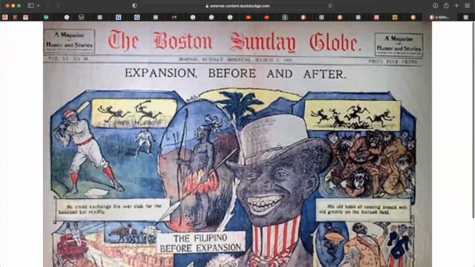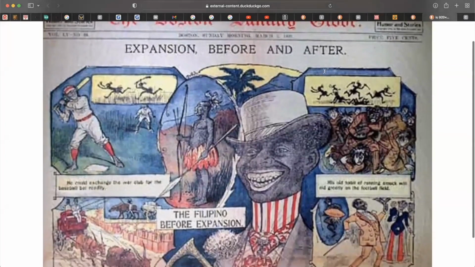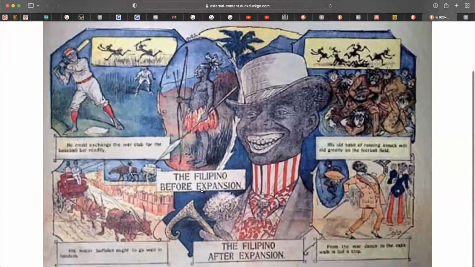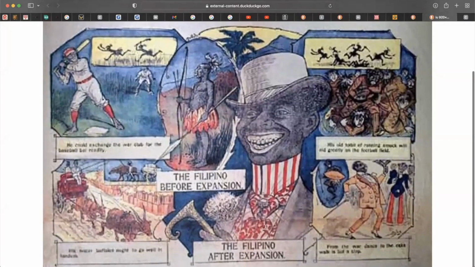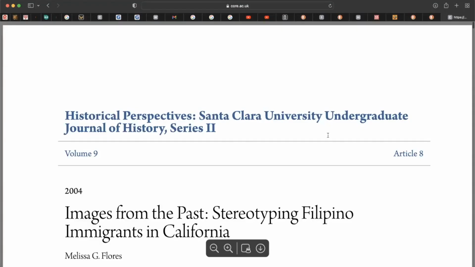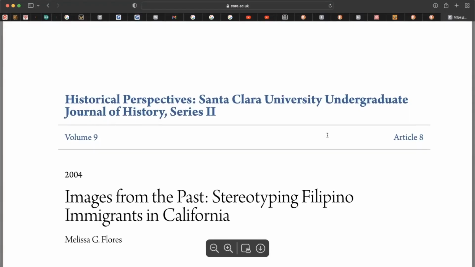This is another one. It says here, the Boston Sunday Globe, the Boston Globe, expansion before and after. And it shows the Filipino before expansion, right? And then it says the Filipino after expansion, all dressed up, right? You see how they're drawing? That's the Filipino. And shout out to 432 The Drop Radio. Learn a lot from Con Drop.